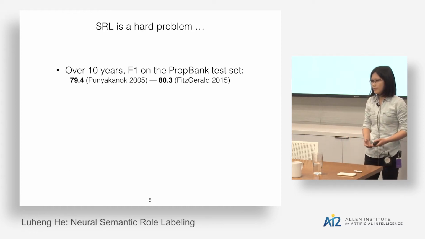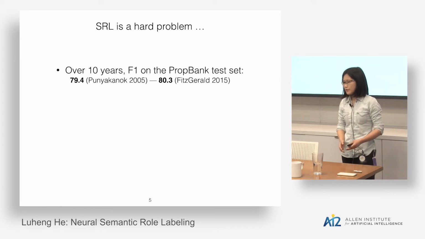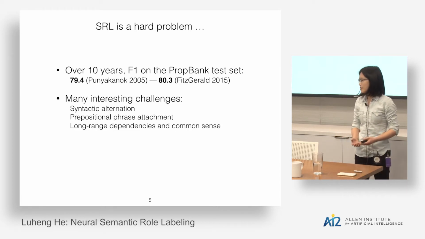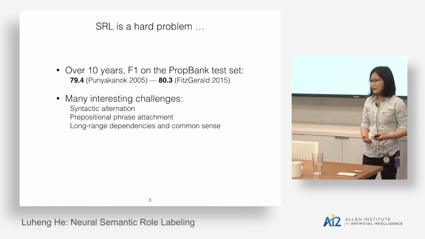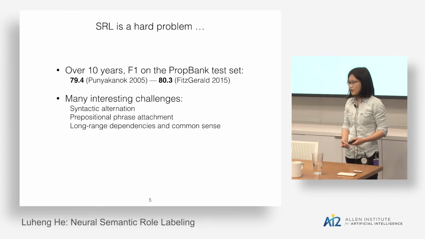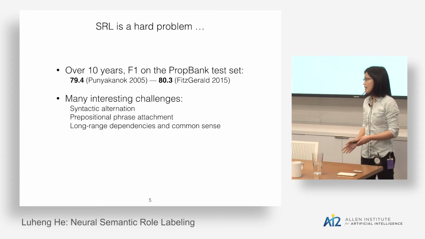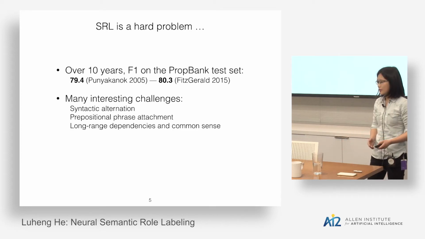Even in the supervised setting, semantic role labeling is a quite challenging problem. For the first 10 years since PropBank was released, the model's F1 on the PropBank test set improved only modestly. It went from 79.4 to 80.3. Understanding the difficulty of the problem requires understanding the unique challenges of SRL, such as syntactic alternation, prepositional phrase attachment, long-range dependencies, and common sense reasoning. In the next few slides, I'll go through each of these challenges with some examples.